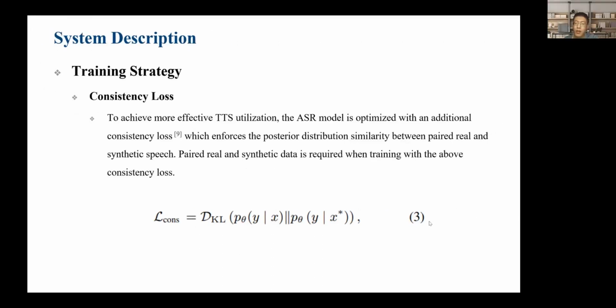To achieve more effective TTS utilization, the ASR model is optimized with an additional consistency loss, which enforces posterior distribution similarity between paired real and synthetic speech. A KL divergence between the posterior distribution of real data and the synthetic speech is used as consistency loss.